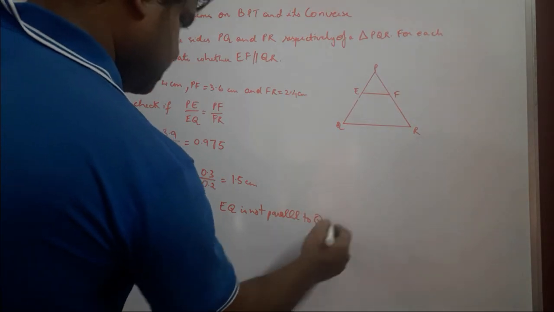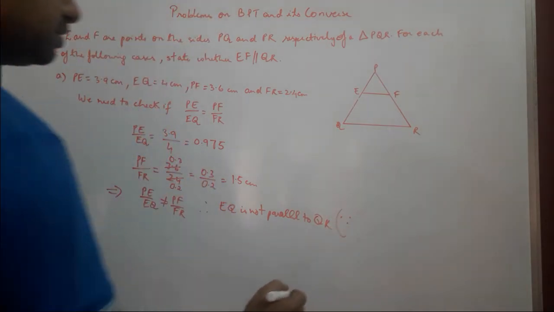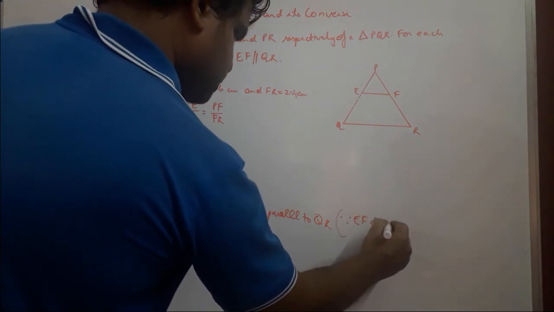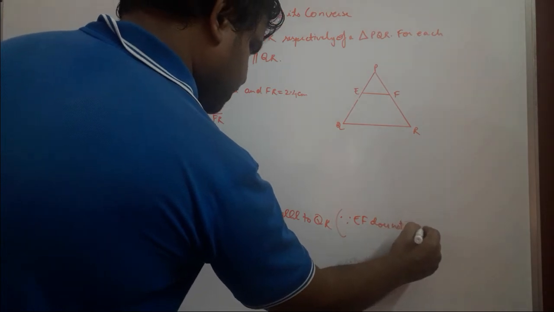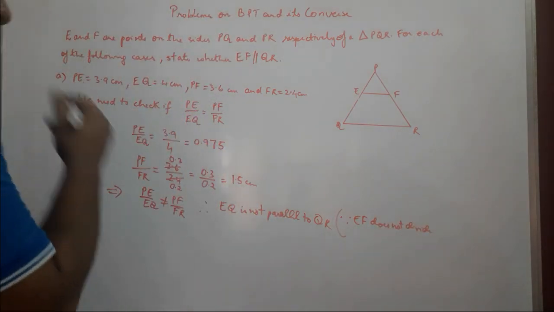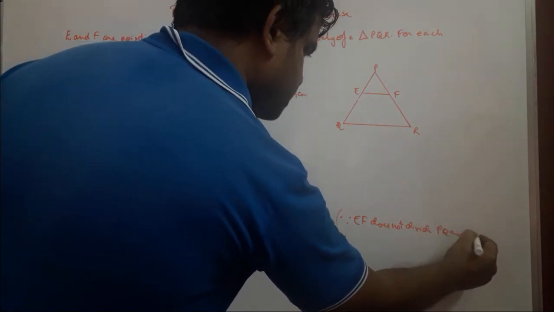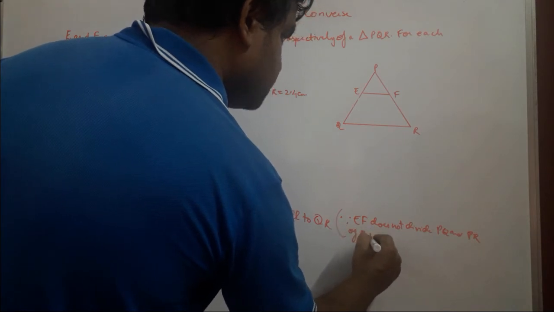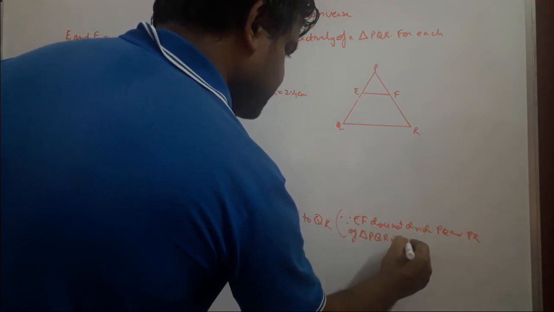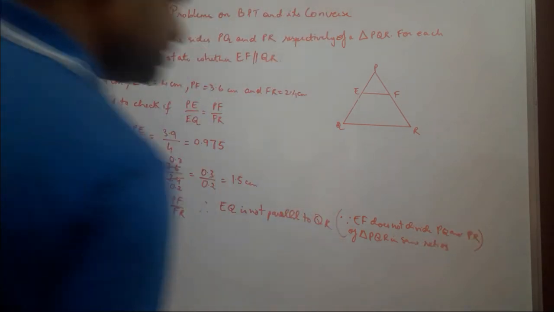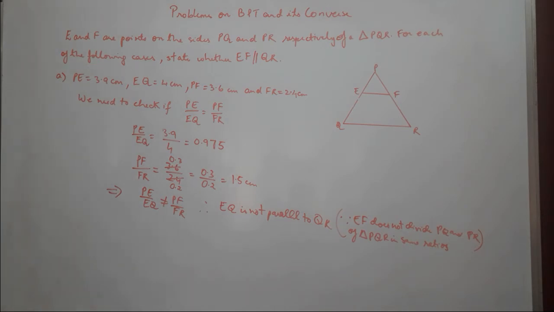So I can say since EF does not divide PQ and PR of triangle PQR in same ratios, this is the reason. Fine. So the first one we got that EF is not parallel to QR. Let's take the second question.